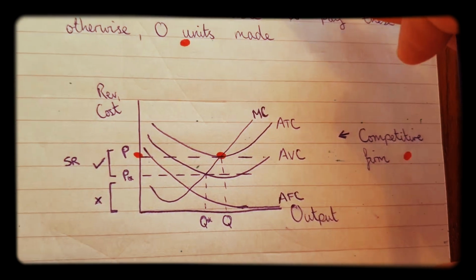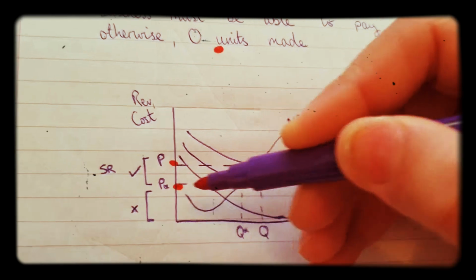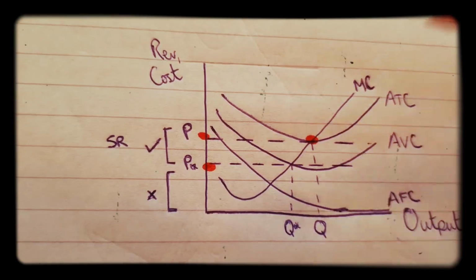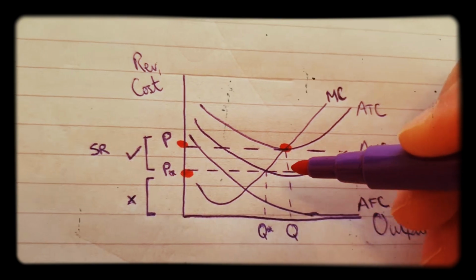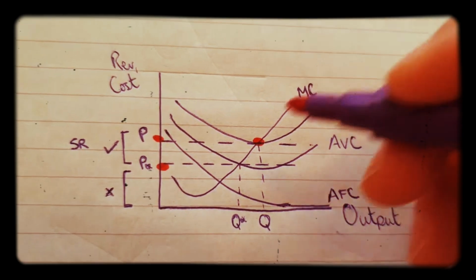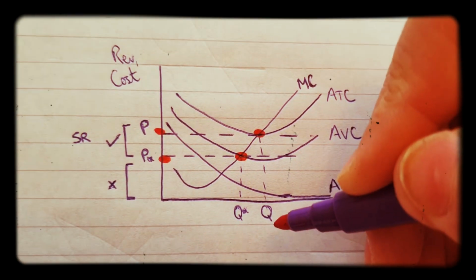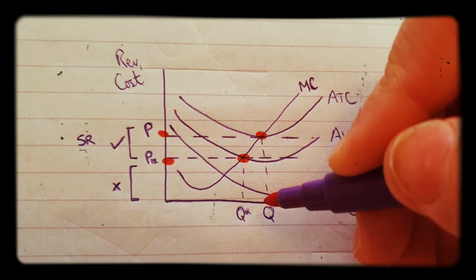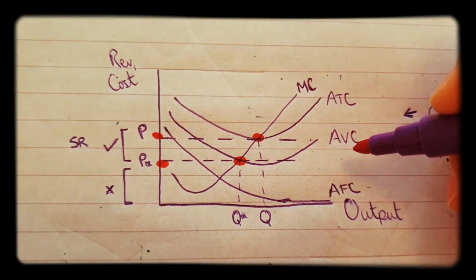So where do they shut down? Well, it will be at P star here. The reason for that is if you follow that dashed line along to the point where MR equals MC, so this dashed line is MR as well, MR equals MC, it's right there. And you'll find that it intersects the average variable cost curve.